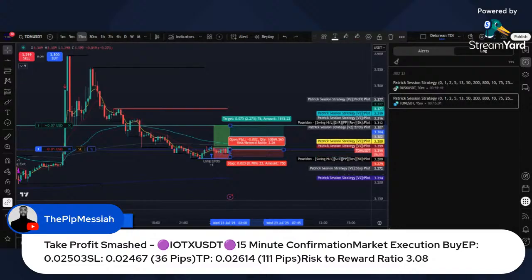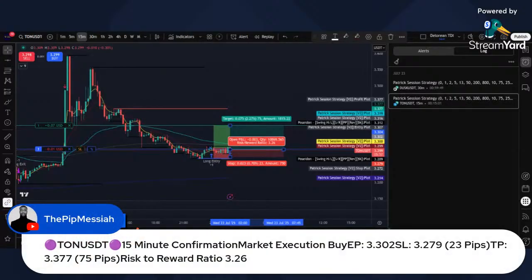And here's going to be your first call of the night. Ton versus Tether, 15-minute confirmation. Market execution buy. Entry price is 3.302. Stop loss is 3.279 for 23 pips. Take profit is 3.377 for 75 pips. And a risk to reward ratio of 3.26.